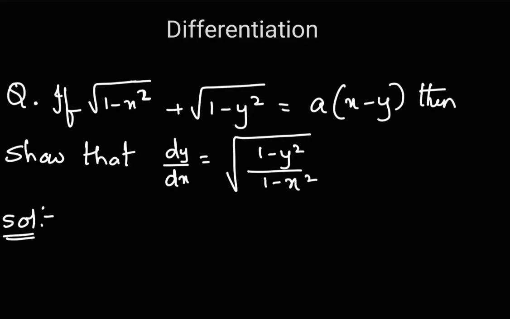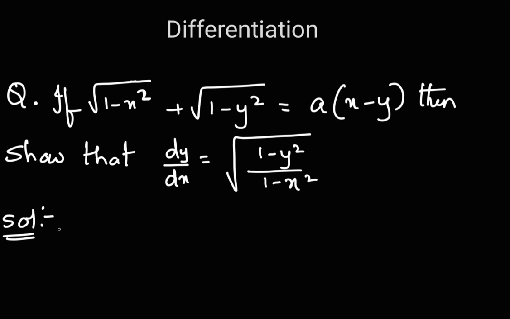Let's start another long answer question of differentiation problem. It is also a 7-mark question from 1B. So here the given question is, if under root of 1 minus x square plus under root of 1 minus y square is equals to a into x minus y, then show that dy by dx is equals to under root of 1 minus y square by 1 minus x square. Okay. So again here we will be starting with the substitution method.